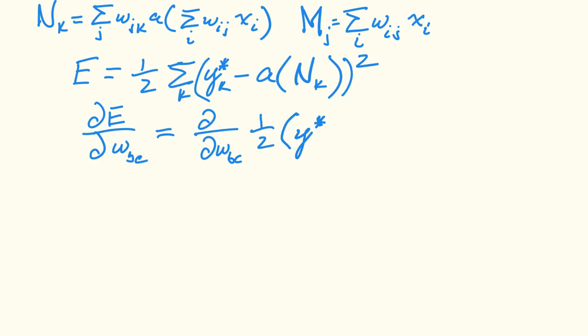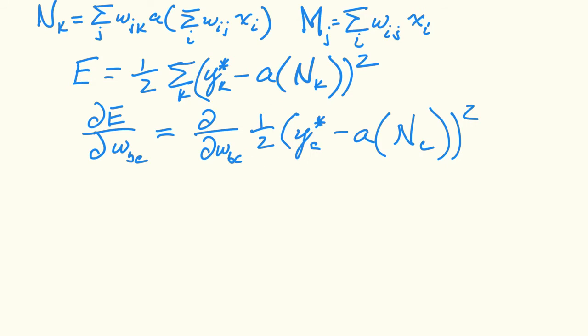y star c minus the activation function. And the same thing is true for n. We're not interested in all of the n's, only the n that is involved with this weight, that this weight feeds into. And so that's n sub c, squared.